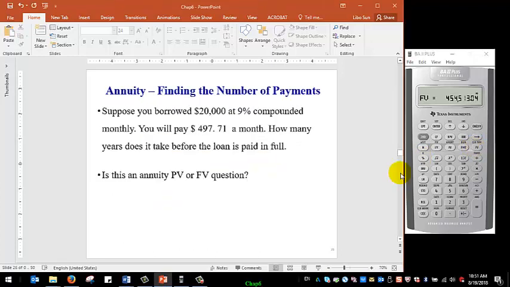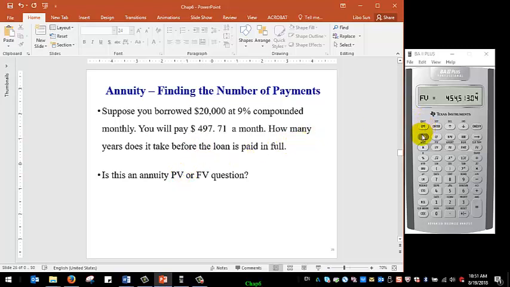Another example. Suppose you are able to borrow $20,000 at a 9% compounded monthly rate. You pay $497.71 a month. So how long do you have to wait until you pay off the loan? So just looking for the number of payments question, ask yourself, is this an annuity PV question or a future value question? Remember, if we borrow first, for a loan question, it's a PV question. If we are saving for retirement, that's a future value question. So in this case, we borrow first, pay back later. Loan question, that's a PV question.